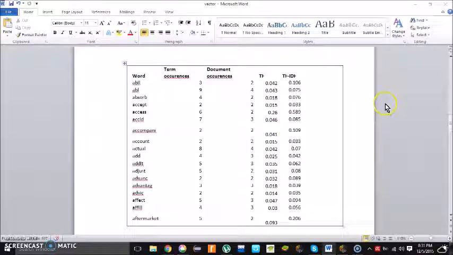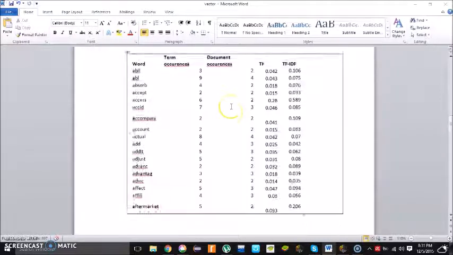I uploaded my 10 documents on RapidMiner, and chose the term frequency. After that, I chose the term occurrence and the TF-IDF. I run it and I have the result.